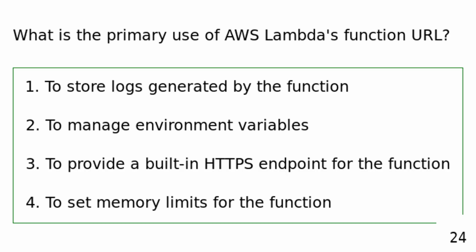What is the primary use of AWS Lambda's function URL? To store logs generated by the function. To manage environment variables. To provide a built-in HTTPS endpoint for the function. To set memory limits for the function.